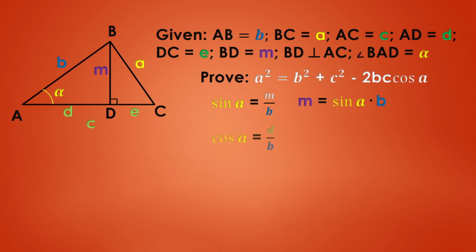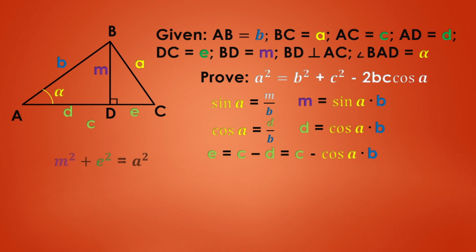Let us take the same triangle and find in it the cosine of alpha, which is equal to the ratio D over B. Hence D equals B times cosine of alpha. We can say that E equals C minus D. Instead of D, we substitute B times cosine of alpha. Now let us take the triangle BCD and apply the Pythagorean theorem to it, which says that M squared plus E squared equals A squared.